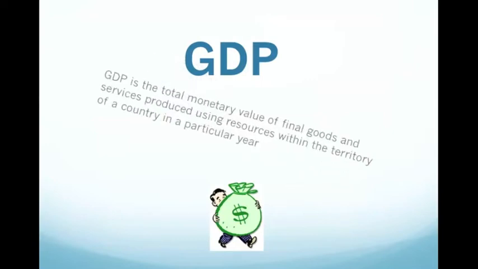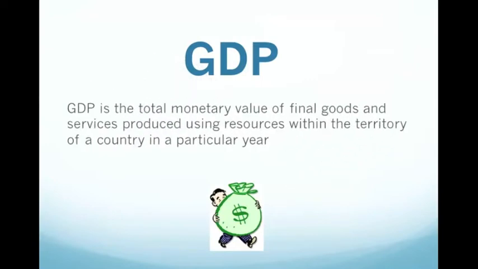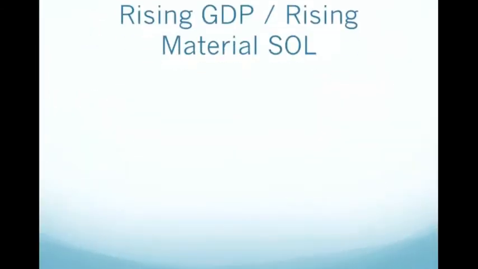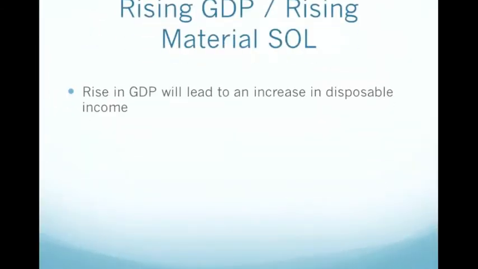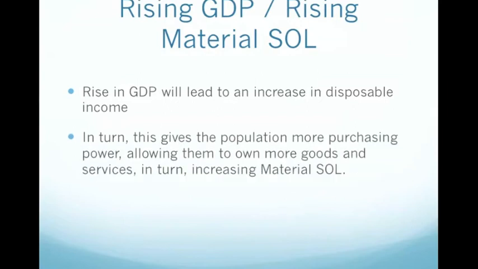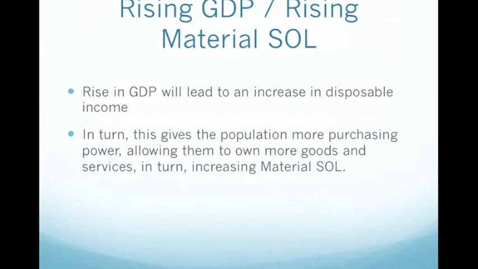Next, let's look at the definition of gross domestic product. GDP is the total monetary value of final goods and services produced using resources within the territory of a country in a particular year. A rise in GDP will lead to an increase in disposable income, which will give the population more purchasing power, allowing them to own more goods and services, which increases material standard of living.